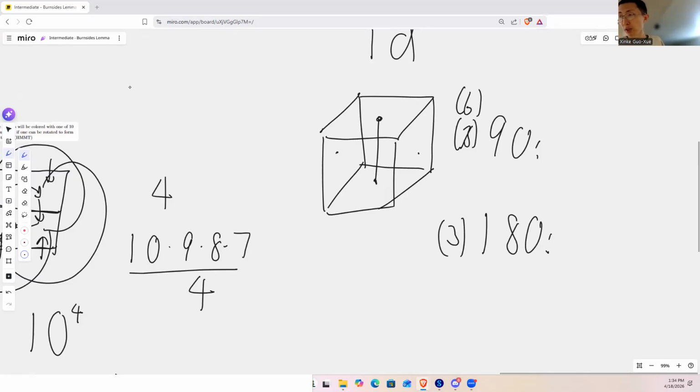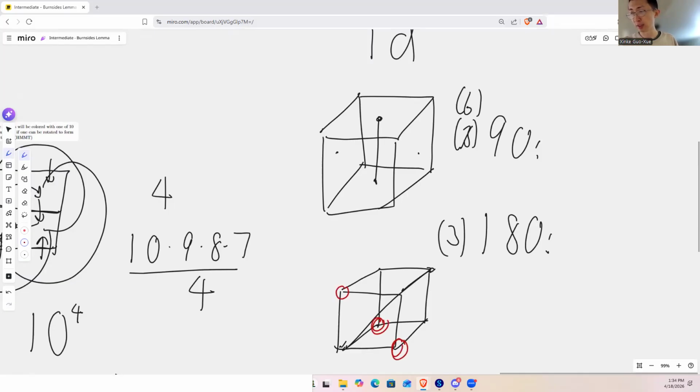If we connect opposite corners, we can actually rotate 120 degrees about this. So that sends this corner here, this corner here, and this corner here. It also permutes these three corners. So there's four space diagonals, and you can rotate 120 degrees either way. So there's going to be 8 of these.